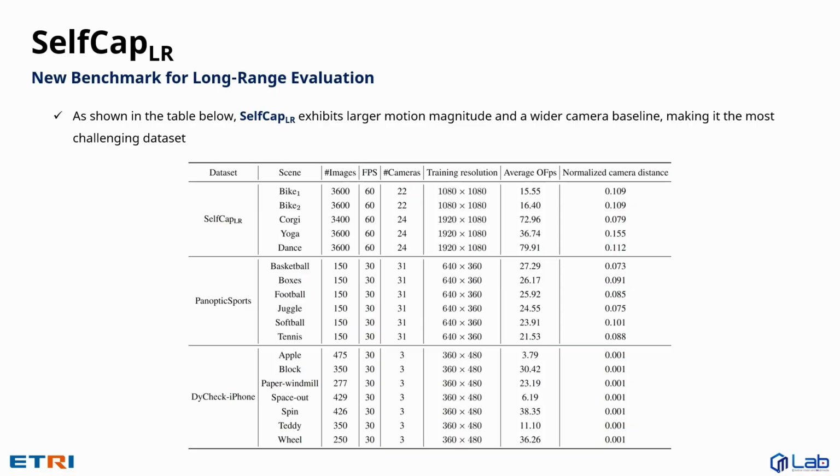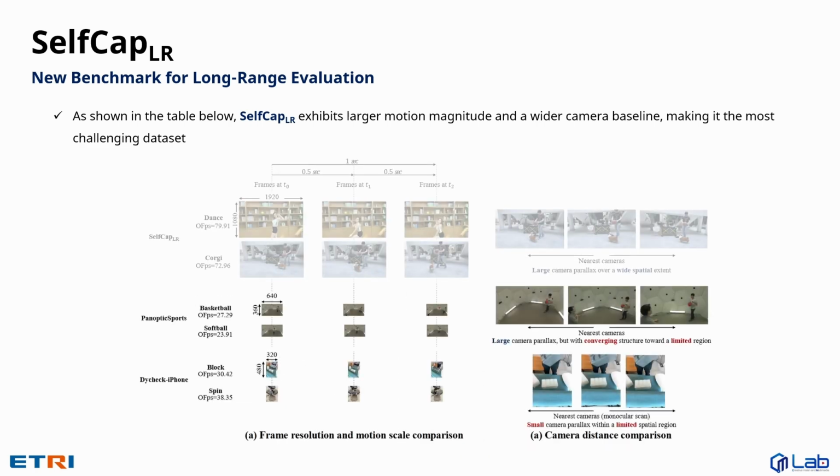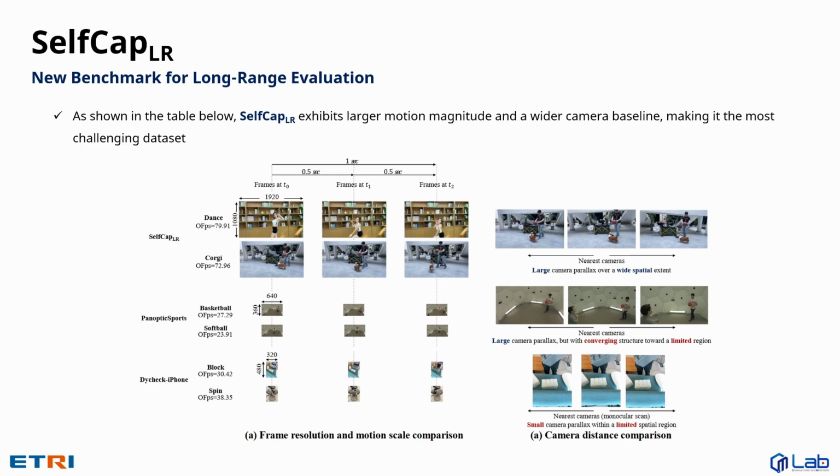For long-range evaluation, we newly composed SelfCap-LR based on the original SelfCap dataset. SelfCap-LR exhibits larger motion magnitude and a wider camera baseline than existing benchmarks. This makes it a more challenging benchmark for long-range 4D reconstruction. This figure illustrates the characteristics of SelfCap-LR more clearly.